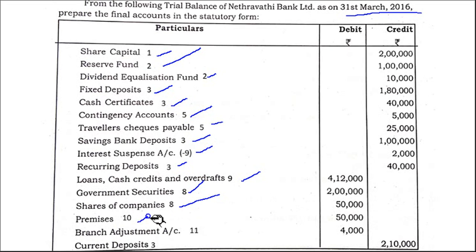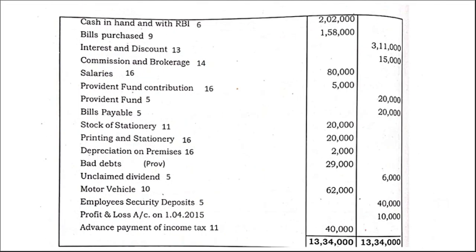Shares of companies, again it is investment 8. Premises, fixed assets 10. Branch adjustment account, other assets. Because it is showing debit balance, right? So it is asset. Then current deposits comes under deposits 3. Clear? Cash in hand and with RBI. Cash and balances with RBI. Schedule 6. Bills purchased comes under advances. Interest and discount comes under profit and loss account. What is that schedule? 13.